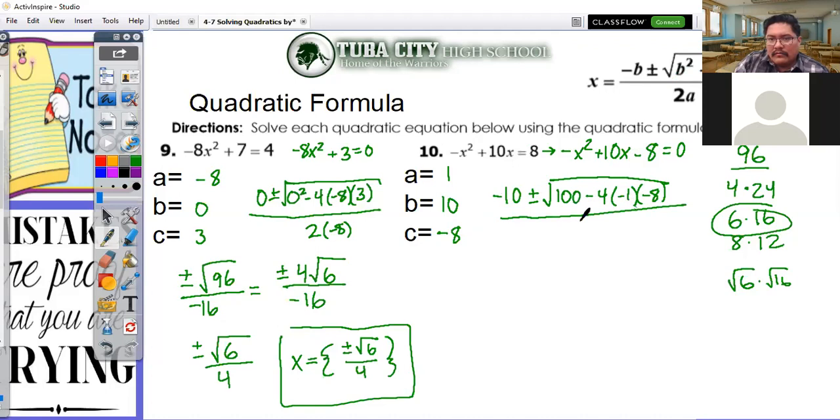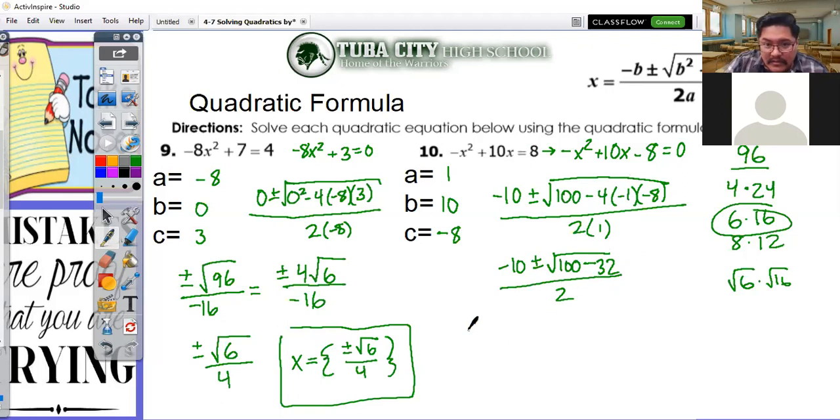Okay, all over 2a, which my a value is 1. All right, again, I'm going to just set this up as quickly as I can. Negative 10 plus and minus square root. And again, I already evaluated that. So 100, well, hold on, I have 3 negatives. So that means this is actually going to be a minus. I can ignore the 1 because anything times 1 is always going to be that same number. 4 times 8 is 32. Which it is, all over 2 times 1, which is 2.